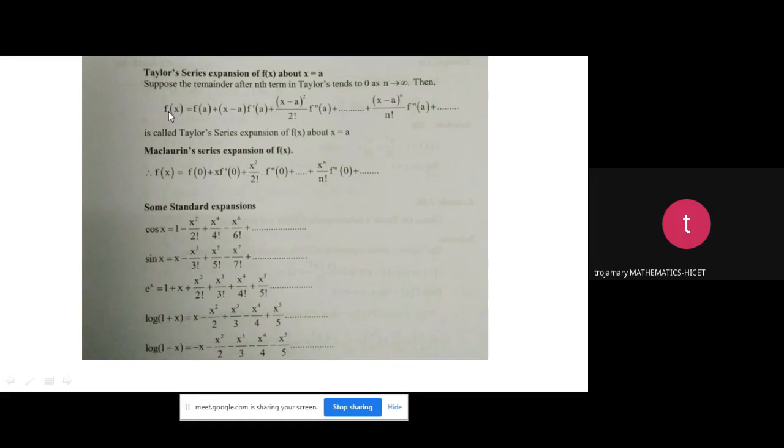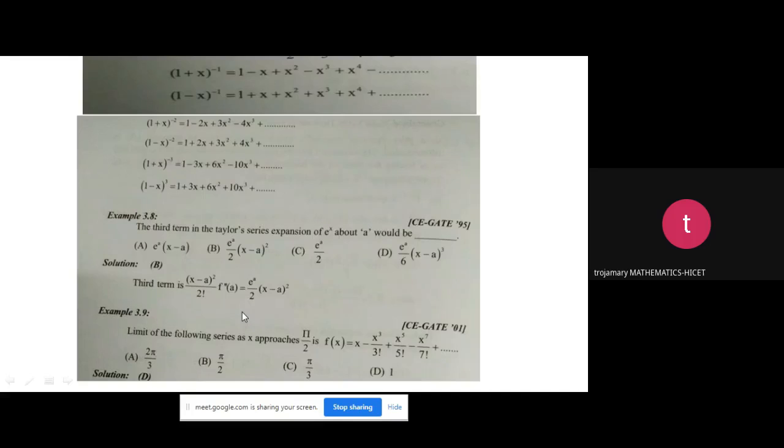Here f of x is e power x. If we differentiate e power x, we get e power x. So f of a is e power a, f dash of a is e power a, f double dash of a is e power a. They have asked to find the third term. Then the third term is x minus a the whole squared by 2 factorial into e power a.